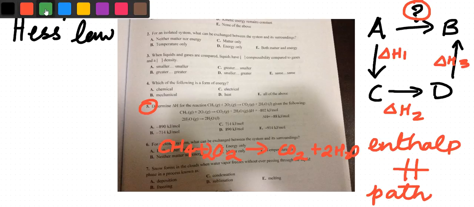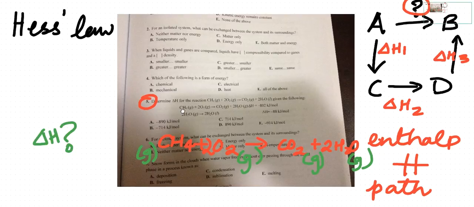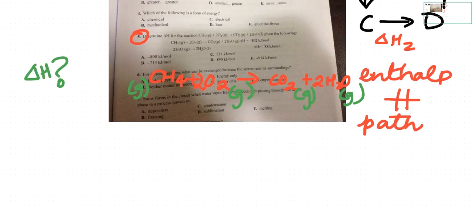Note that a lot of times when we do reactions, we don't write the states of matter. In this case, as we'll see in just a little bit, it's quite important to do that. So what we're saying is, we do not know what the delta H of this reaction is. But we're given two other reactions for which the delta H's are given.